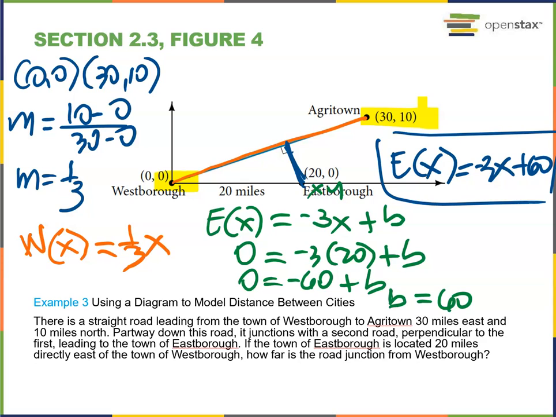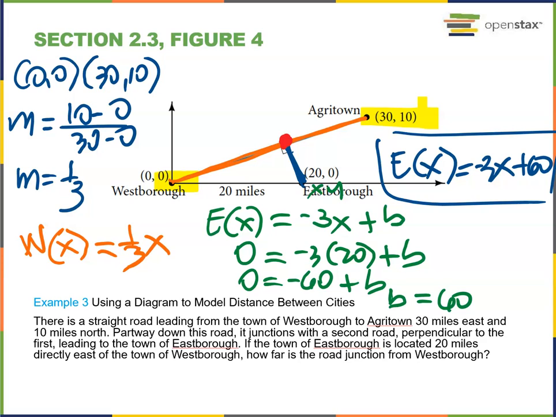Now we have the two equations. Again, the orange line here is W of x equals 1/3 x, and the blue line here is E of x equals negative 3x plus 60. And then we want the point of intersection. Remember, when we get a point of intersection, you set them equal to each other.